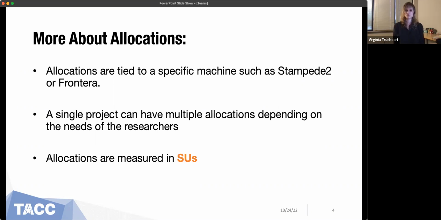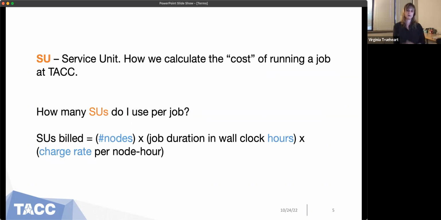Your access to these allocations is measured in what we call SUs. SUs stands for service unit, and this is how we calculate the cost of running at TAC. While running at TAC doesn't cost you any actual money, we still have to have a way to measure the interaction you have with the machine. Because the machines are shared between several thousand users, it's important that we distribute the access in as even a way as possible. So depending on the research needs of your particular project, you'll be granted a certain number of SUs based on your allocation application.